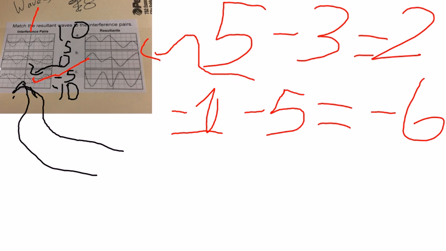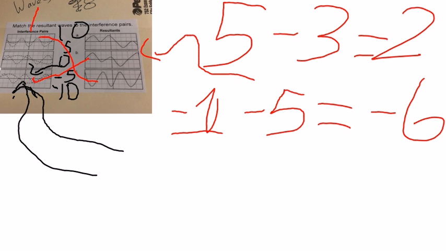This one is above 0, and this one's above 0 too. The only one that matches that is graph C. So interference pair 1 matches resultant C. Now, obviously, process of elimination says that the second one matches A, but just for the sake of doing the problem, let's look at that.